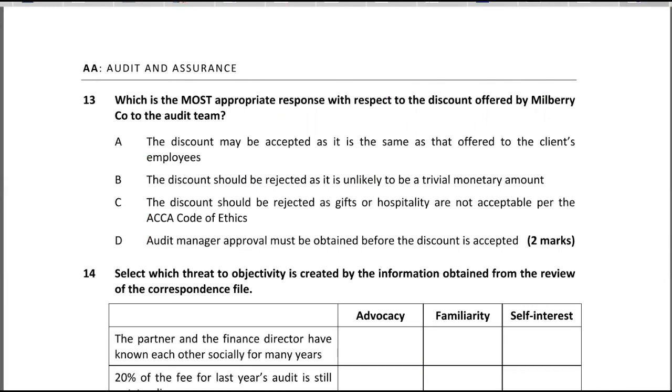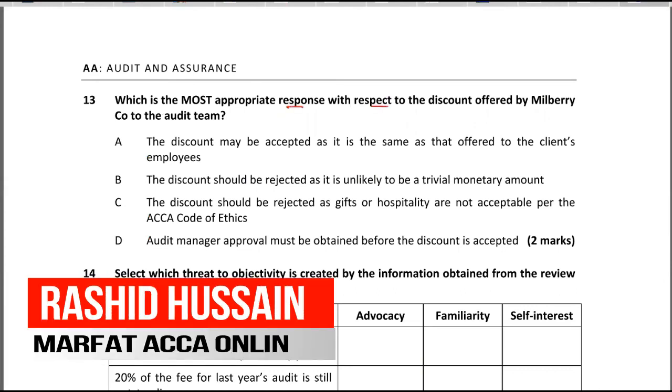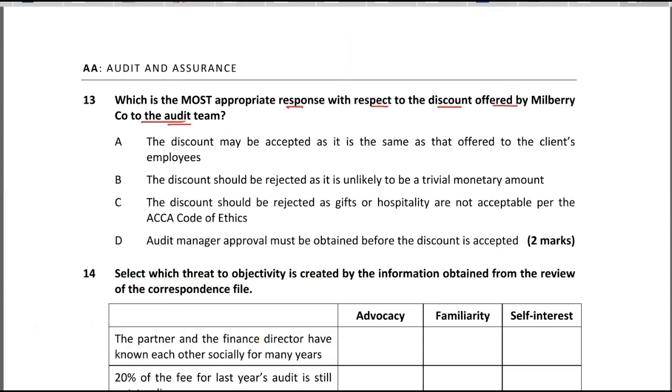Which is the most appropriate response with respect to the discount offered by the Milbury Company to the audit team? Do you remember the politely thing? There was a thing we used to discuss, politely, politely, politely. The discount may be accepted as it is the same as the offer to the client employees. No, no, no, no, no. The discount should be rejected. Do you remember, politely refuse?